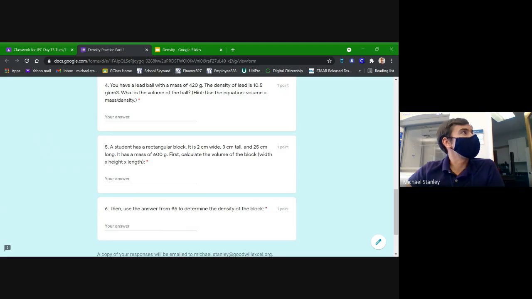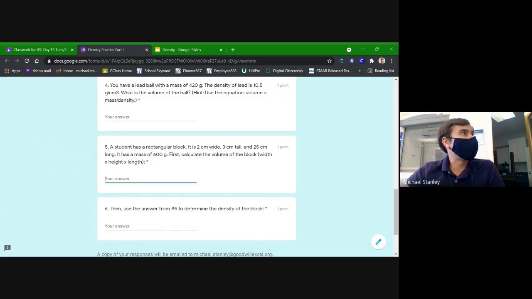So they're asking about this rectangular block of unknown origin. It gives you the dimensions of the block. So it doesn't give you the volume directly, but it gives you the dimensions. And it gives you the mass. So the first thing that I want you to do is calculate the volume of the block. And when you have dimensions like this, all you have to do to calculate volume is multiply them all together. Width times height times length.